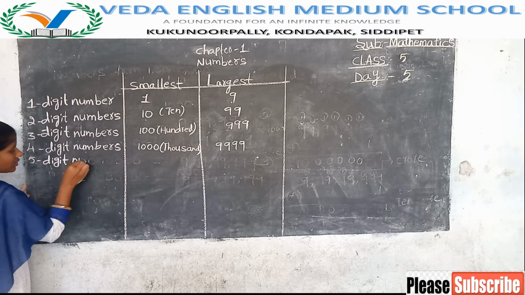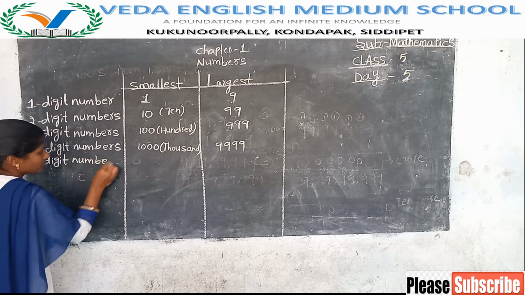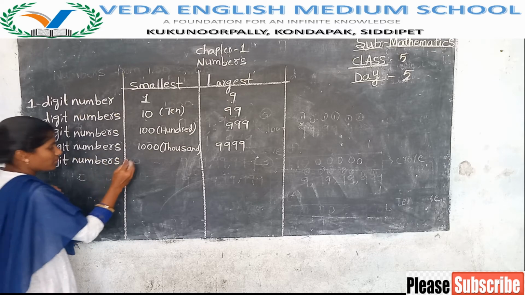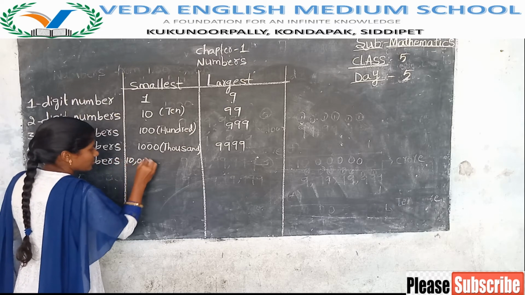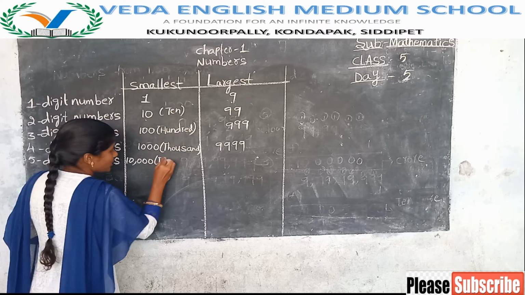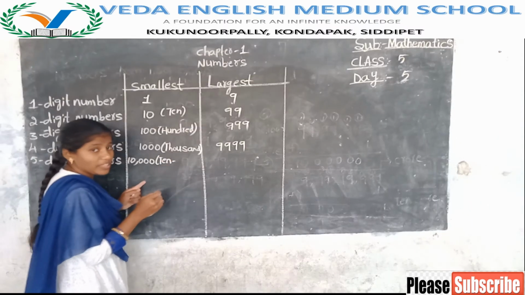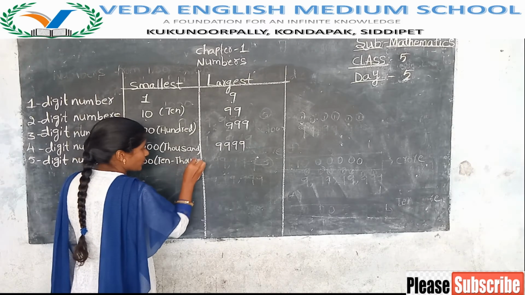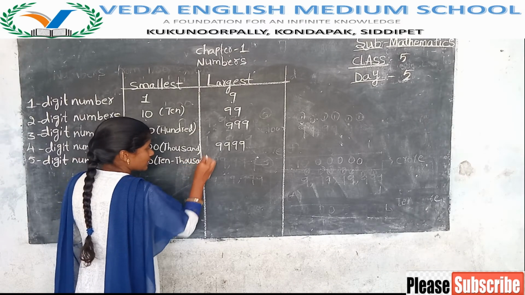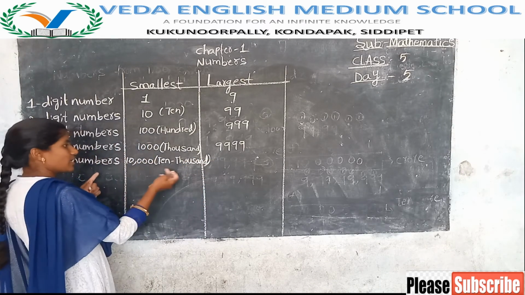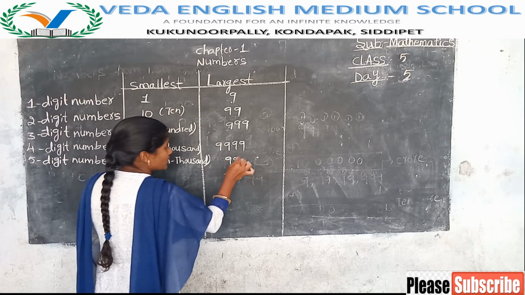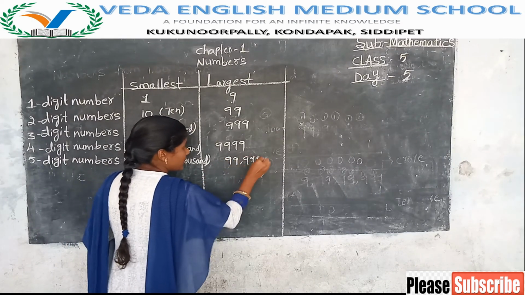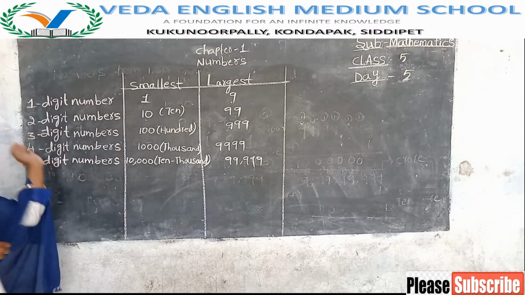5 digit numbers. The 5 digit smallest number is 10,000. Ten thousand. The spelling of thousand I have written already: THOUSAND. So the 5 digit largest number is 99,999. Are you observing anything here?